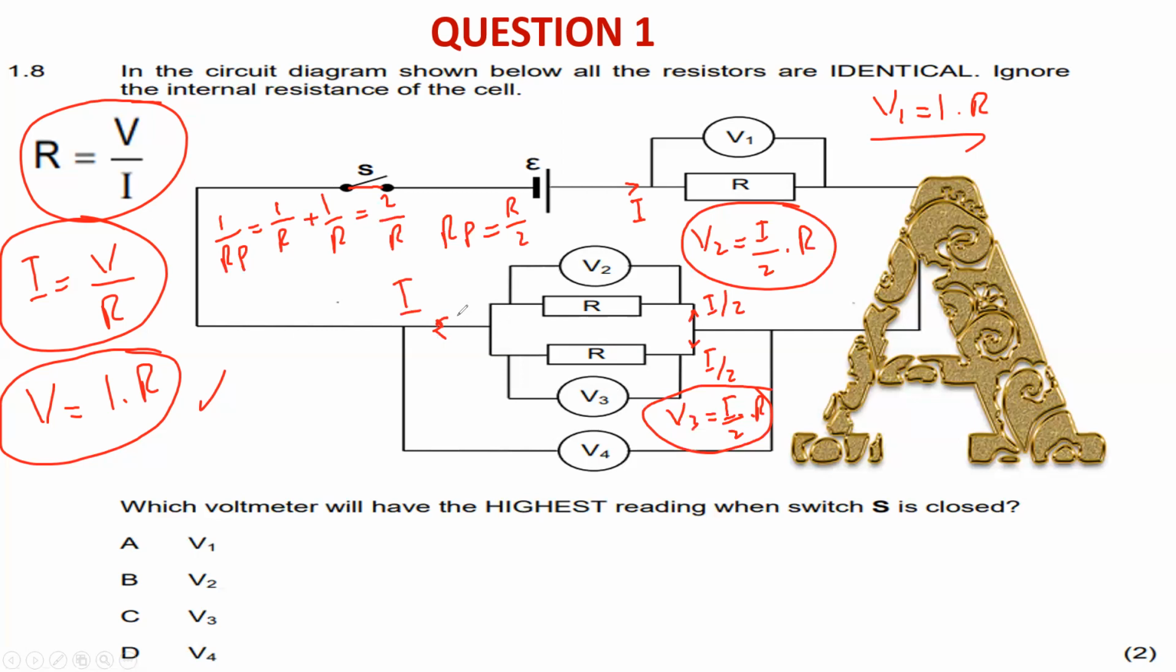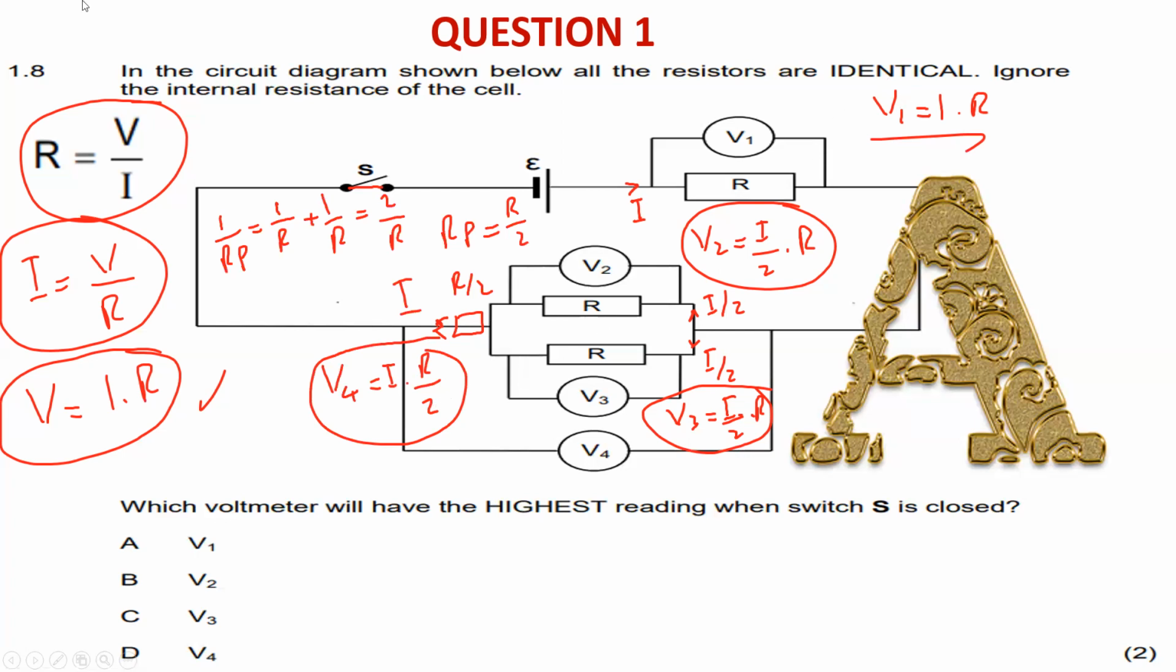Now you have this combination resistance, R over 2. When you calculate V4, it is I times R over 2. As you see, same as V2 and V3. So V2, V3, and V4 are the same, but V1 is higher than that.